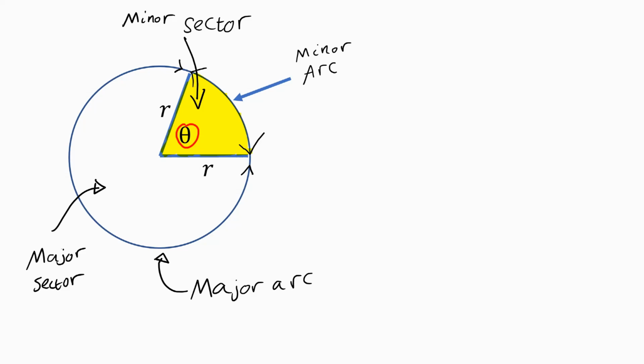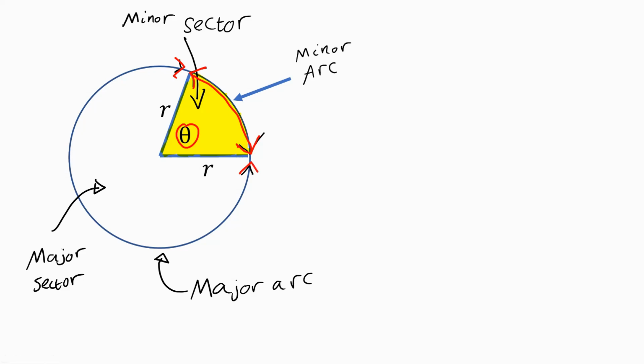The minor arc is the distance from one end of the sector to the other here, so following the circumference of the circle. And the major arc is going to be everything else, so the rest of the circumference.